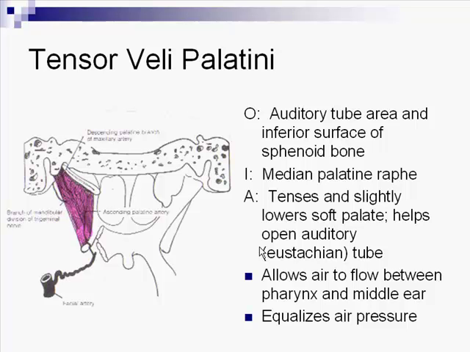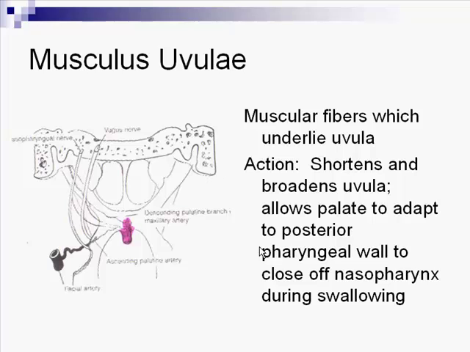The tensor veli palatini stiffens the soft palate. It helps open the auditory eustachian tubes to allow air to flow between the pharynx and middle ear. This helps to equalize air pressure. This is the muscular fibers which underlie the uvula. Its action is that it shortens and broadens the uvula, which changes the contour of the posterior soft palate, which allows the palate to adapt to the posterior pharyngeal wall to close off the nasopharynx during swallowing.